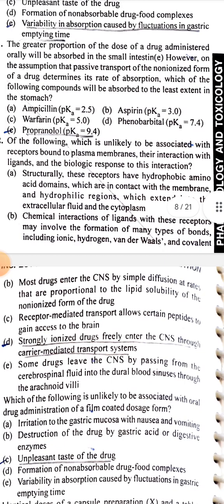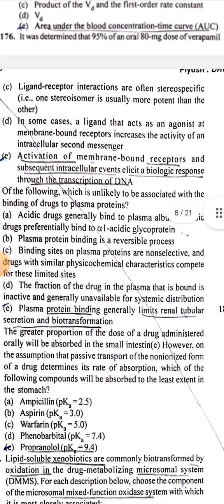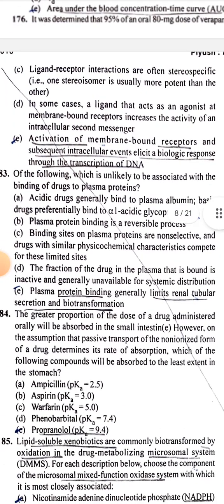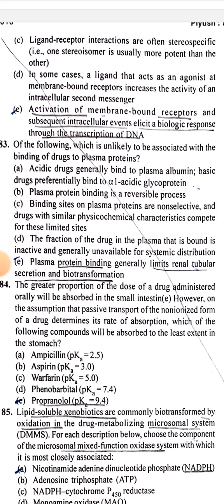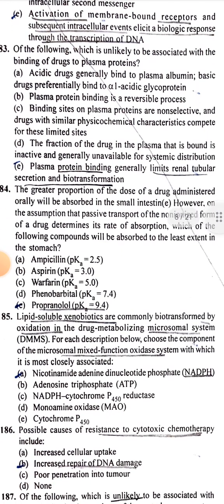Of the following, which is unlikely to be associated with receptors bound to plasma membranes, their interaction with ligands, and the biologic response to this interaction? That is, activation of the membrane bound receptor and subsequent intracellular events elicit a biologic response through the transcription of DNA. Of the following, which is unlikely to be associated with the binding of drugs to the plasma proteins? Plasma protein binding generally limits renal tubular secretion and biotransformation.